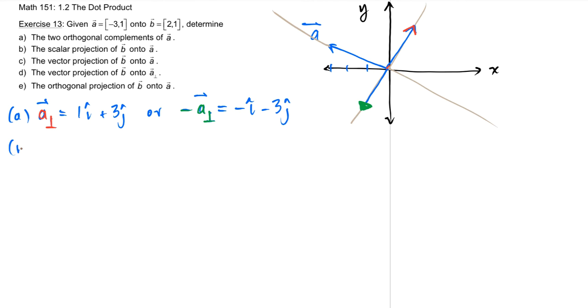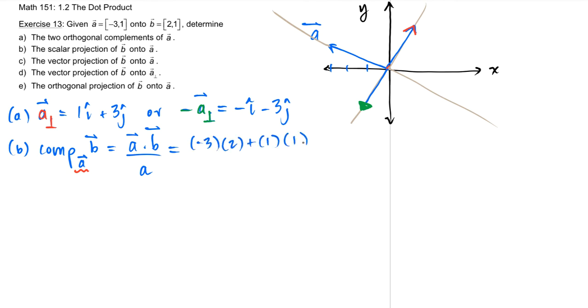In part B, we are asked to come up with the scalar projection of B onto A, which is the comp of vector B projected onto vector A, which is given by the dot product of the two vectors divided by the magnitude of the ground vector. The ground vector is the vector in this notation which is subscript, so it looks like it's lower, it's on the ground. And we can work out the dot product in rectangular form, so we get negative 3 times 2 plus 1 times 1 divided by the magnitude of vector A, which is given by Pythagorean theorem.